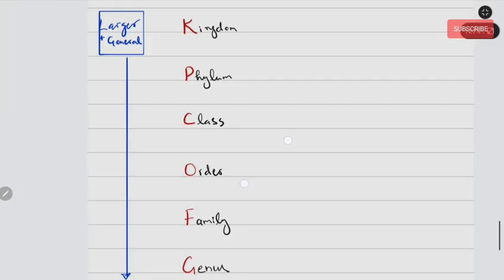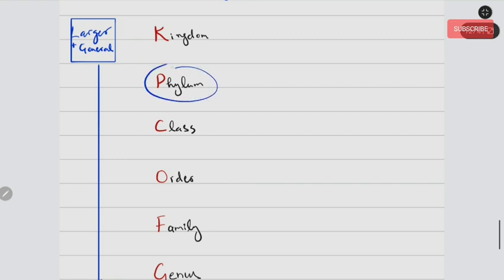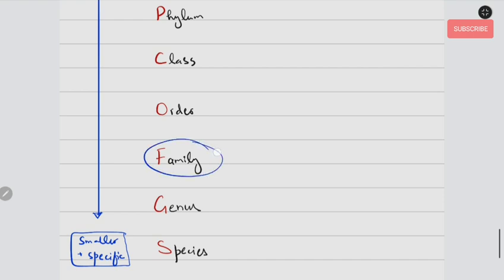A kingdom would have a bunch of phyla. Each phylum would have a bunch of classes. Each class would have a bunch of orders. Each order would have a bunch of families. Each family would have a bunch of genera, which is the plural of genus. And each genus would have a bunch of species. Not necessarily, but that's usually how it works.